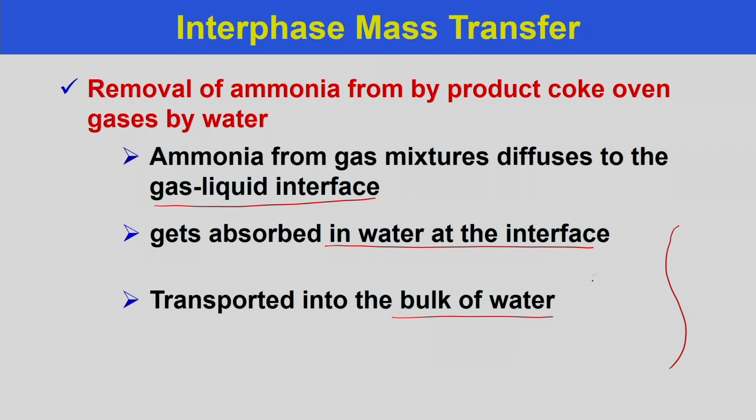The gas mixture, mainly ammonia in this case, will go to the gas liquid interface. So, this is the gas liquid interface, and then this is the liquid side. So, it is absorbed at the interface, and from the interface it is transported to the liquid bulk.